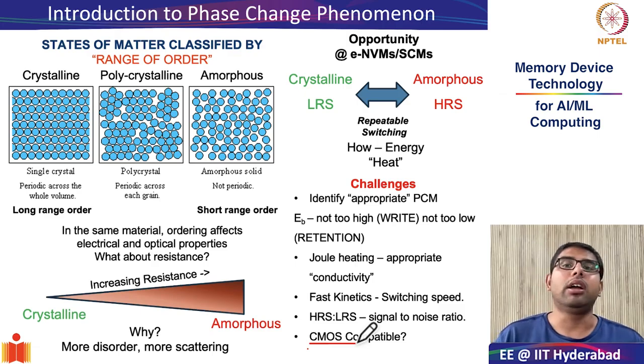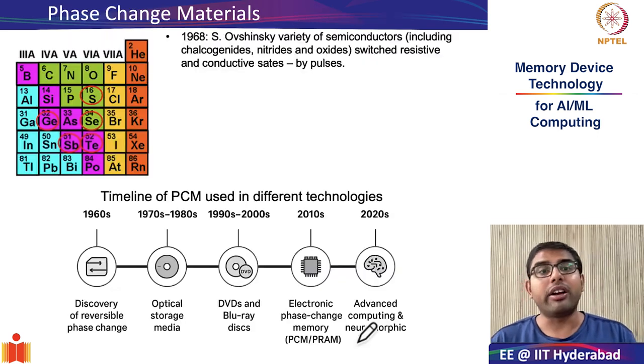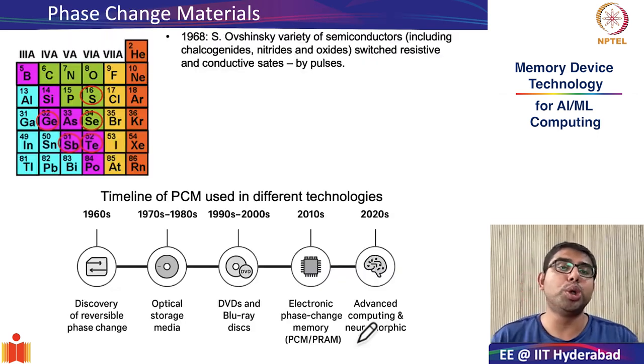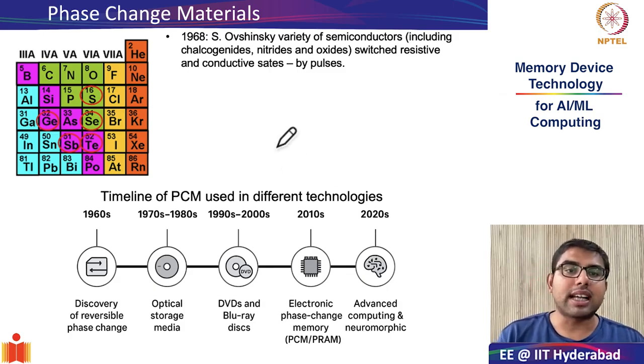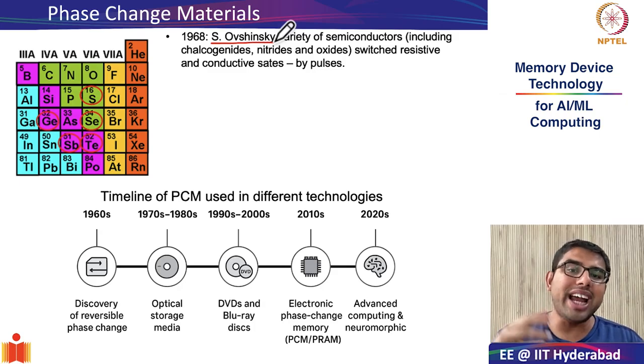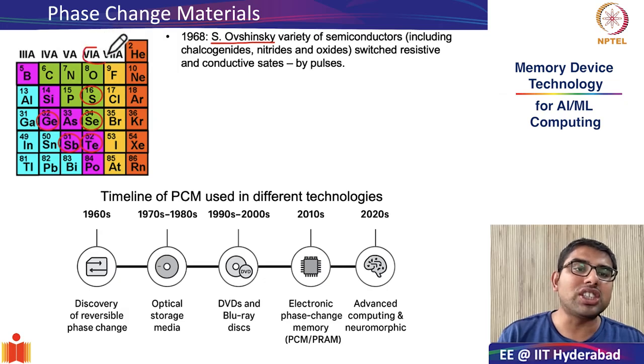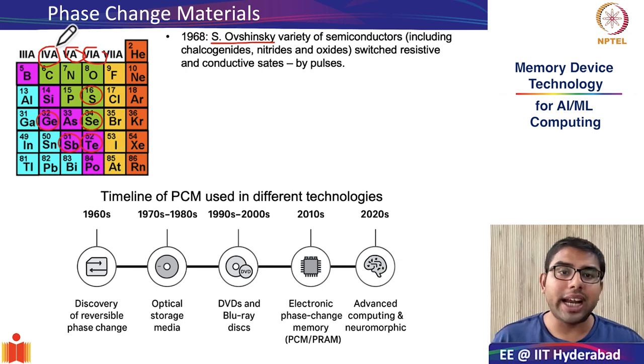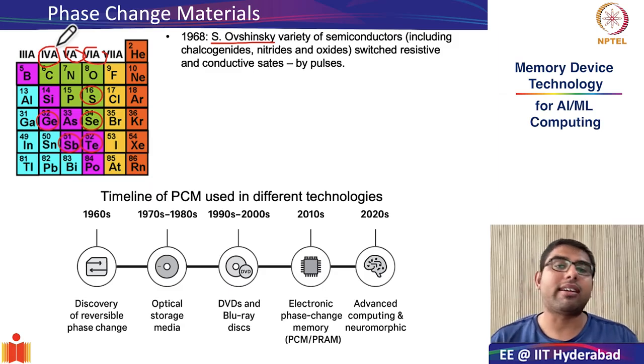So with this understanding, let us have a quick review of the historical evolution of phase change materials. Phase change materials were first discovered by Stanford Ovshinsky in 1968, where he noted in his seminal PRL paper that a variety of semiconductors, mostly compound semiconductors belonging to group 6 and group 5 elements combined with group 4 elements such as chalcogenides, nitrides and oxides, show repeatable resistive and conductive states which can be switched by electrical pulses.